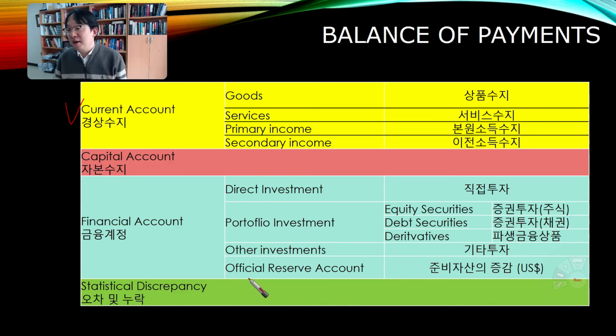Anyway, and then other investments and official reserve account. This is increase or decrease of your foreign reserve. I told you this is a video, one to the other, instead of a snapshot. So statistical discrepancy is the last item that you have to think about. Current account: goods, services, primary income, and secondary income, 상품 수지, 서비스 수지, 본원 수지, 이전 수지, 소득 수지. We're going to go through that part a little later.